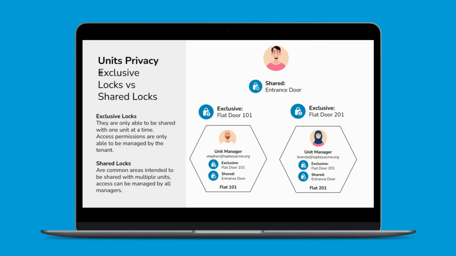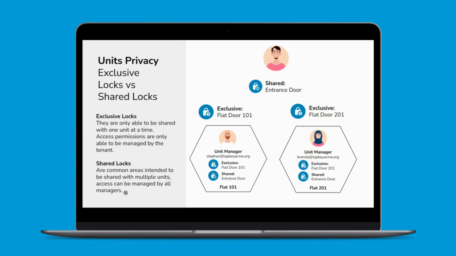These are two new concepts in Tapkey, where an exclusive lock is a lock that can only be used by the tenant itself. So if one lock is shared with a unit in an exclusive mode, in this case Stefan is the only one that will be able to create access for the flat door 101, and the access logs are not going to be visible for the landlord.